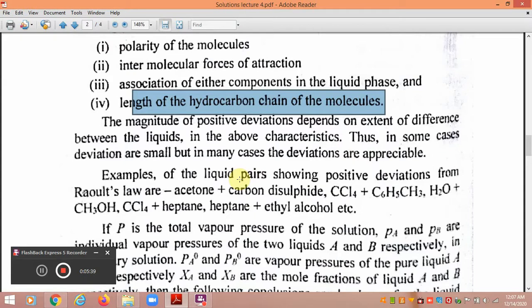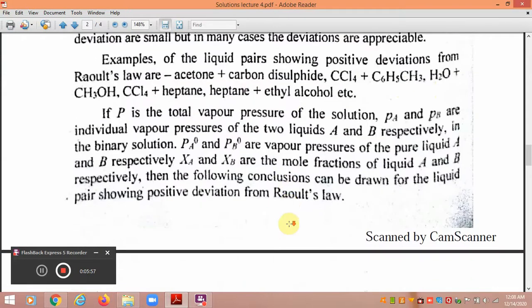And there are different examples which can show the positive deviation from Raoult's law. Here, acetone plus carbon disulfide, CCl4 plus toluene, water plus methanol, CCl4 plus heptane, heptane plus ethyl alcohol. These are some deviations.